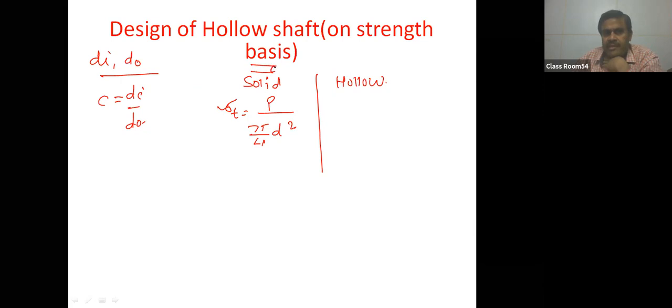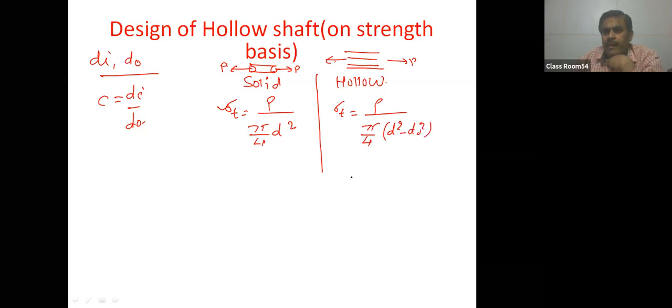Solid shaft: this is a solid shaft having diameter d, with force P acting on it, so it is producing only axial stress. Similarly, there is a hollow shaft having inner diameter and outer diameter, and only the force P is acting. So the formula for this will be force divided by area.